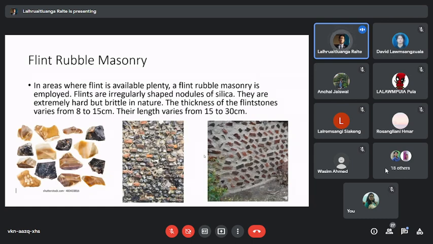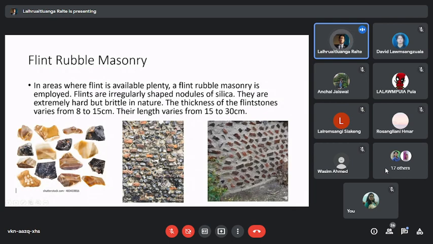We have flint rubble masonry as well. In areas where flint is available in plenty, a flint rubble masonry is employed. So these are flints. Flints are irregularly shaped nodules of silica. They are extremely hard but brittle in nature. Glass is also extremely hard but brittle in nature, so that is the kind of property that flints also have. The thickness of the flintstones varies from 8 to 15 centimeter. Their length varies from 15 to 30 centimeter.